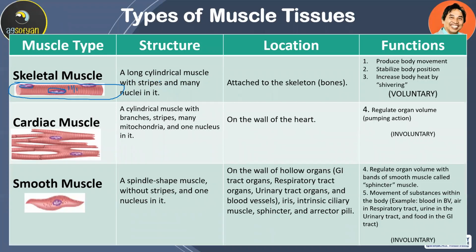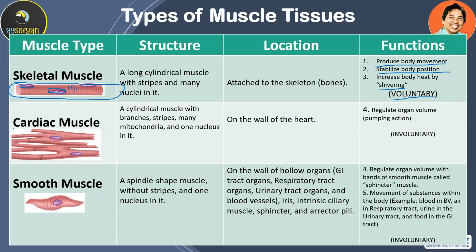Again, they are attached to the skeleton. The function is to produce body movement, stabilize the body position, and also increase body heat during shivering. And mostly the movement or the contraction is voluntary. It means that we can really control this skeletal muscle movement. So we can really move our hands, our legs, including the tongue. The tongue is also skeletal muscle because we are able to move this muscle voluntarily.